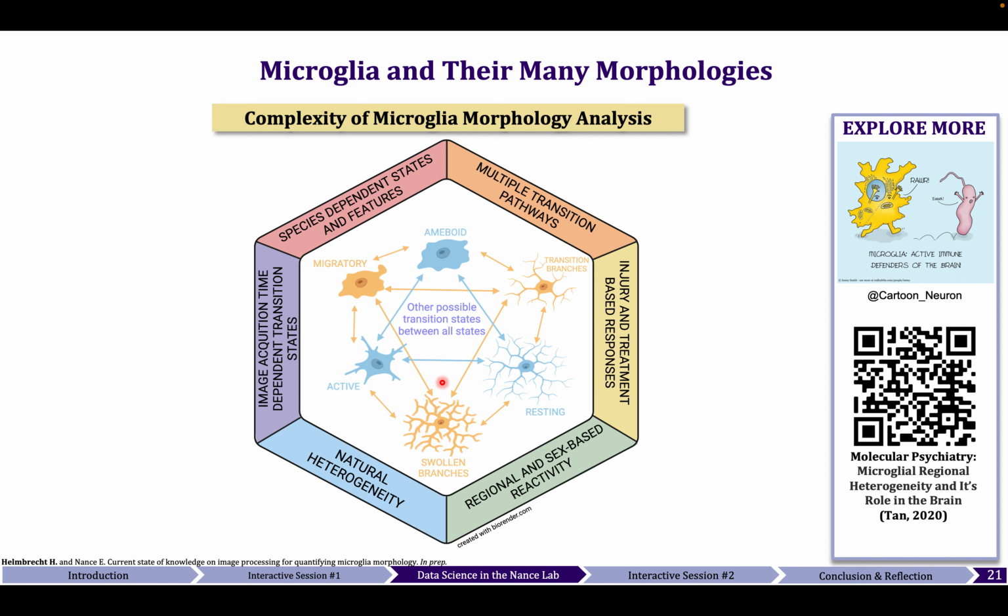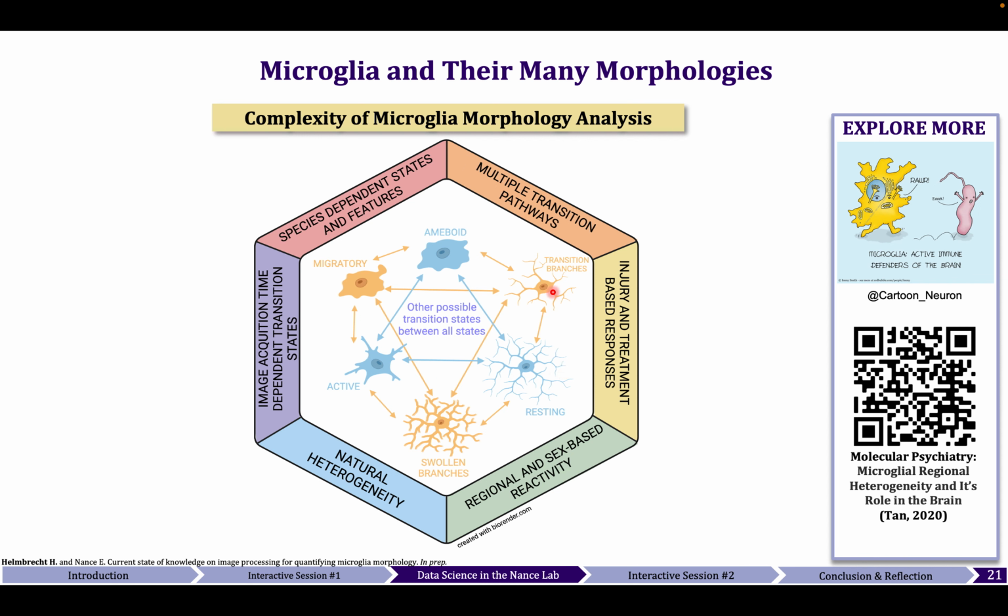They can transition in multiple ways, but they also change their shape based on injury, based on a therapeutic treatment. They have regional and sex-based reactivity. So what this means is that male and female animals, when we study them, have a slightly different way in which their microglia respond to injury and treatment, as well as microglia in different regions of the brain respond in different ways.